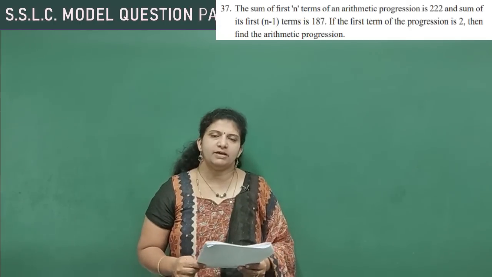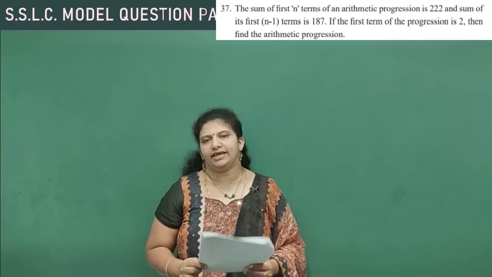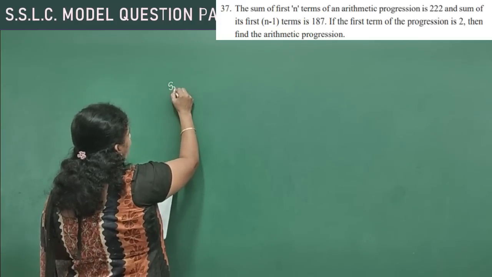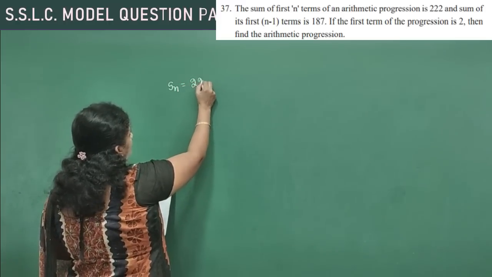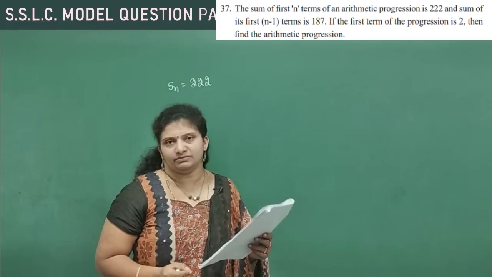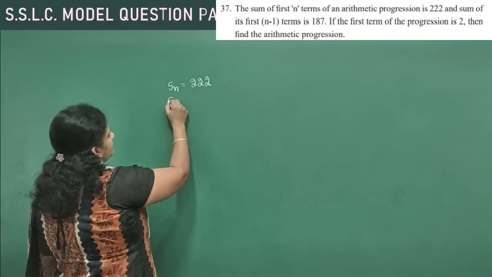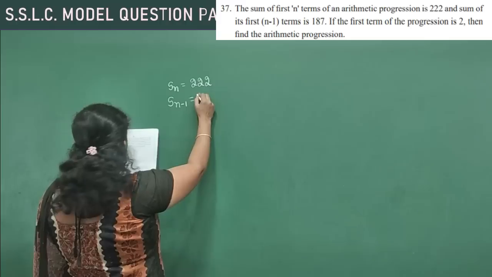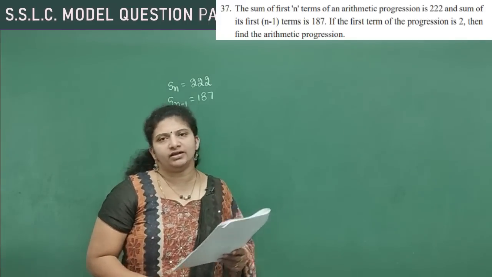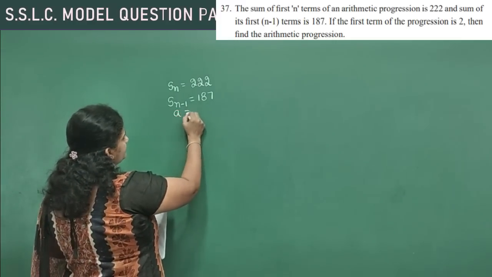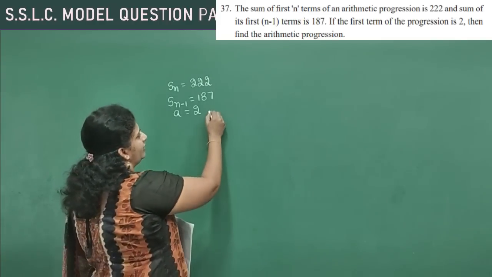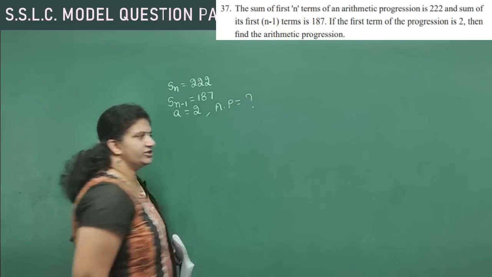37th problem. The sum of first n terms of an arithmetic progression is 222. That means given sum of n terms is equal to 222, and the sum of its first n minus 1 terms is 187. If the first term of the arithmetic progression, represented by a, is equal to 2, then find the arithmetic progression. What is the arithmetic progression is your question.